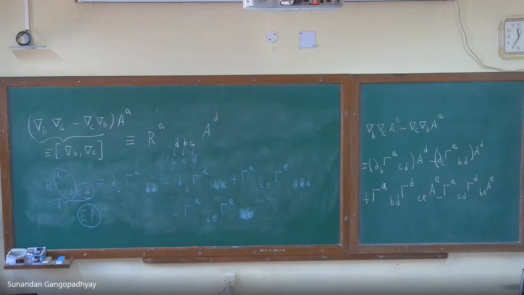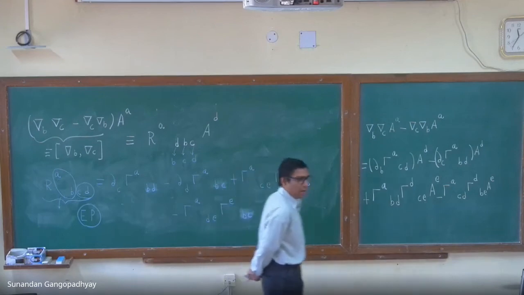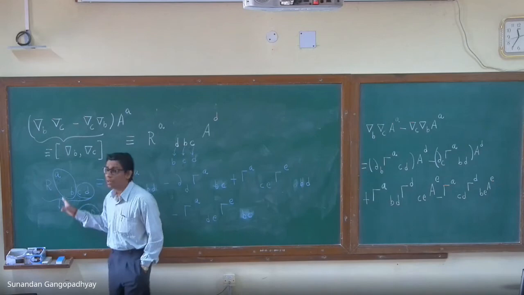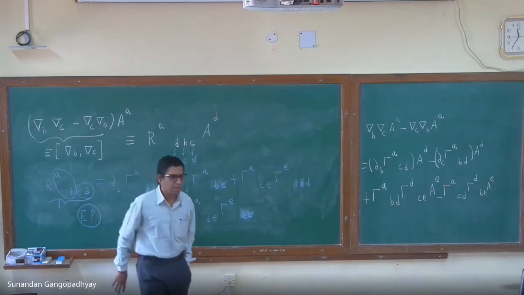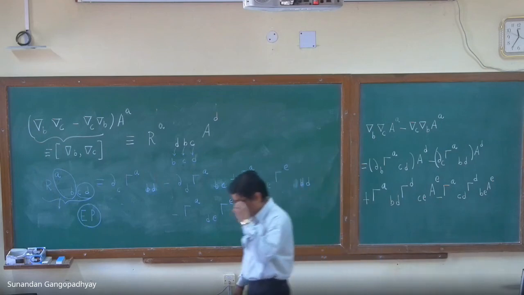Are there any more properties? And you are guessing that it should also be antisymmetric in the first two indices, but you have to take it down and see what is happening.